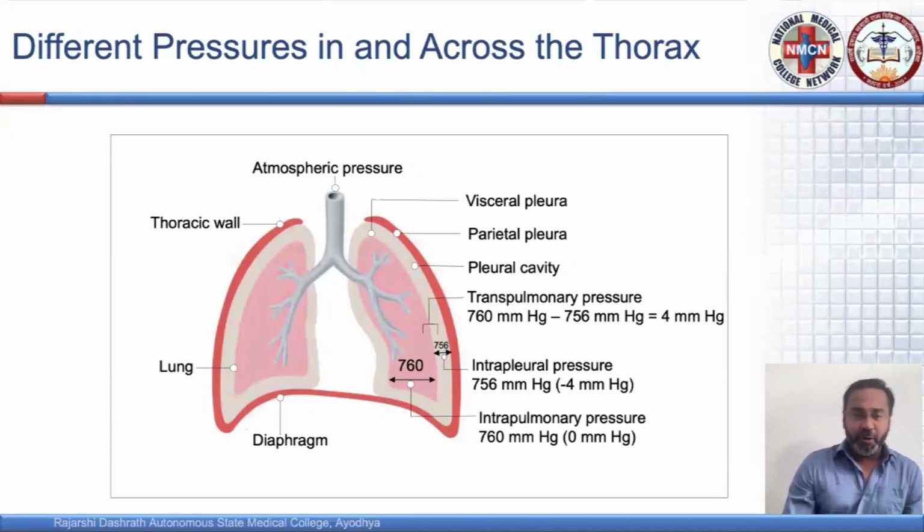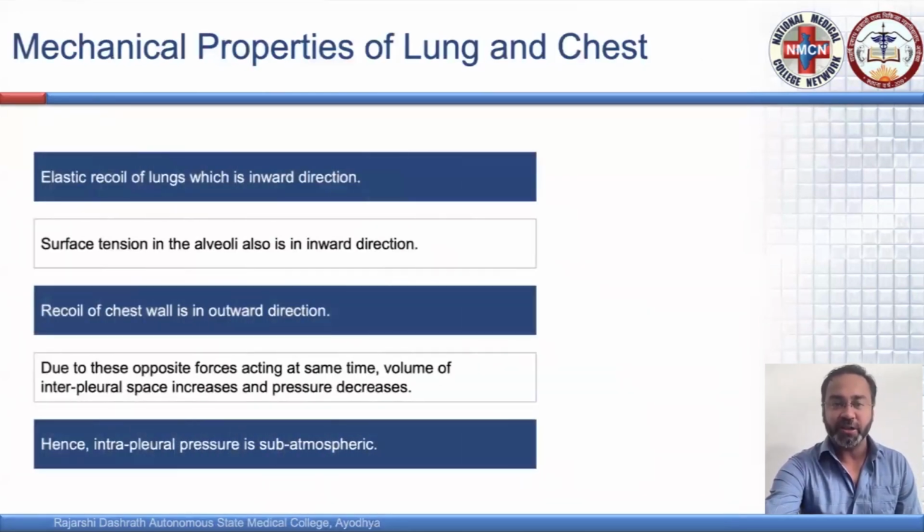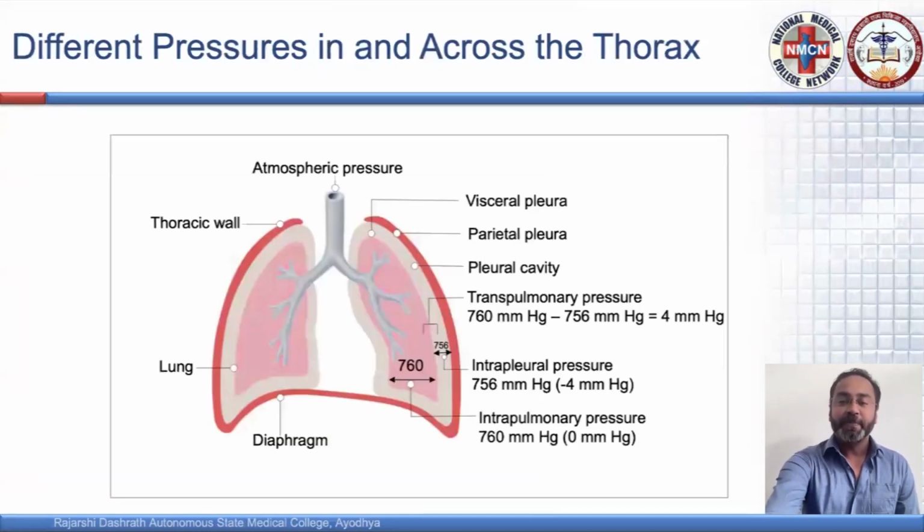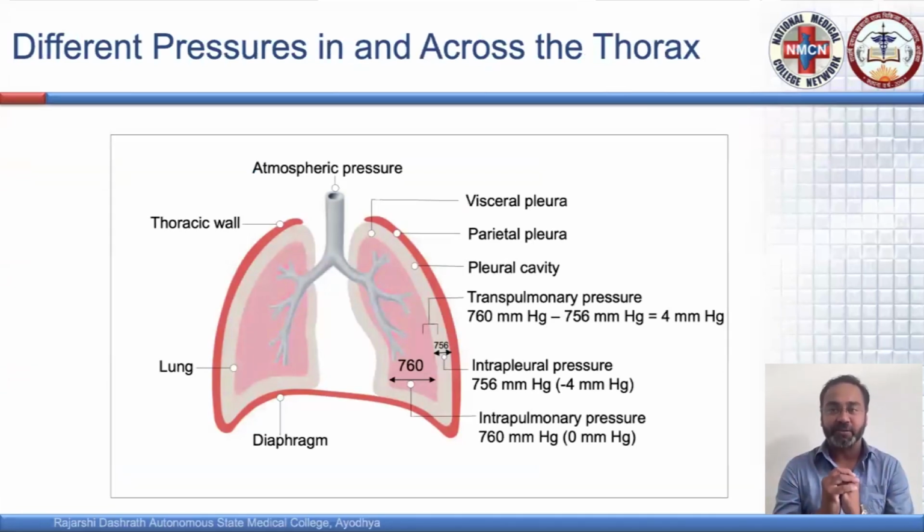Okay, so to understand better how these pressures work, we have to understand certain forces which are acting in the respiratory system. The first force is the elastic recoil of the lungs. What is elasticity? Elasticity is the property of a material by virtue of which it resists any change in its original shape. So the lungs have an inherent tendency to collapse because of this elasticity. There's a constant force acting on the lungs, trying to collapse the lung inside.